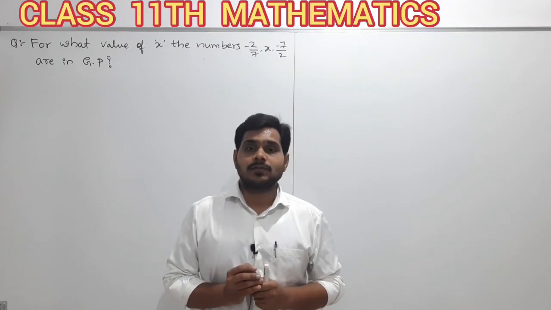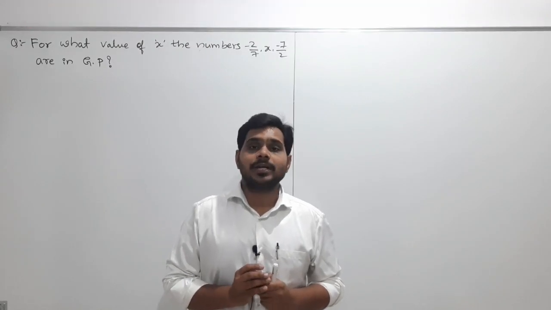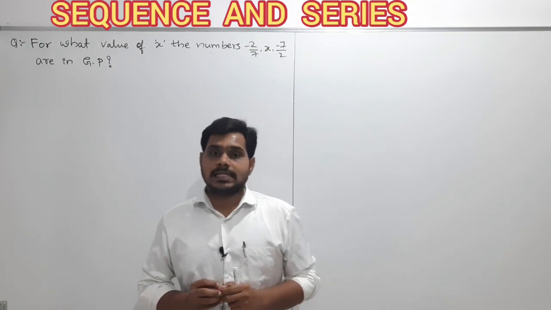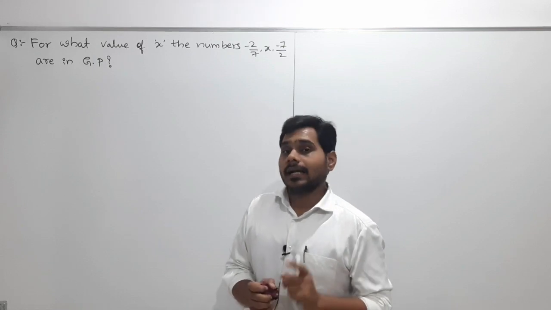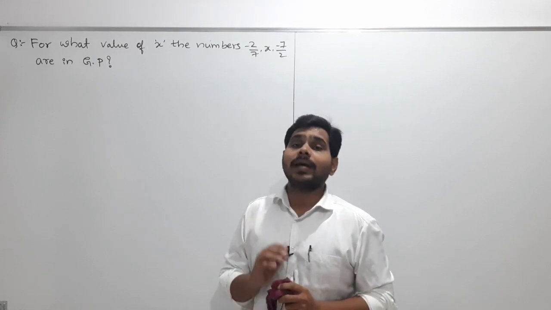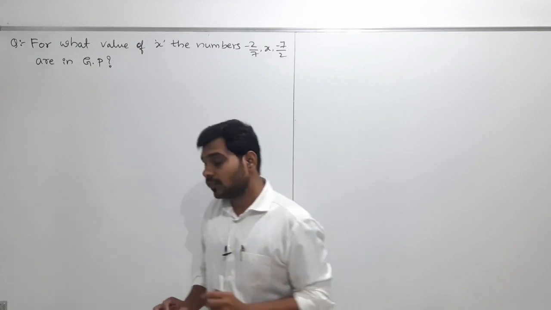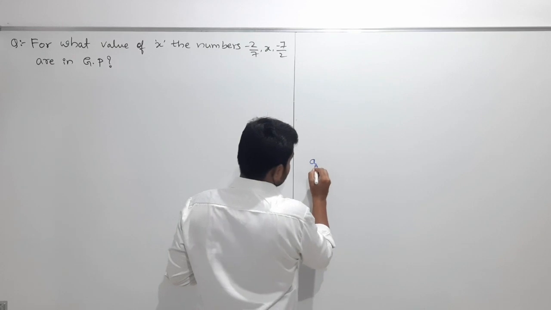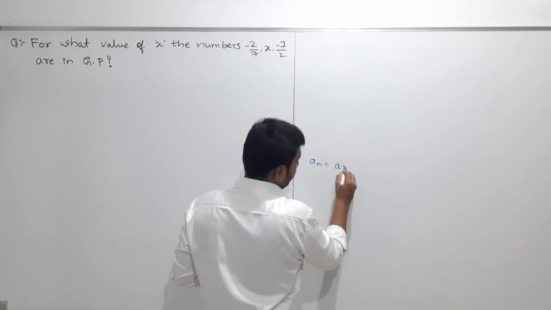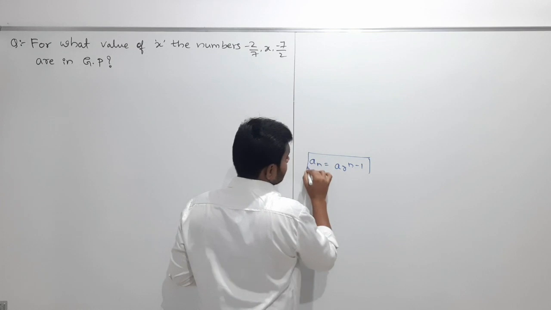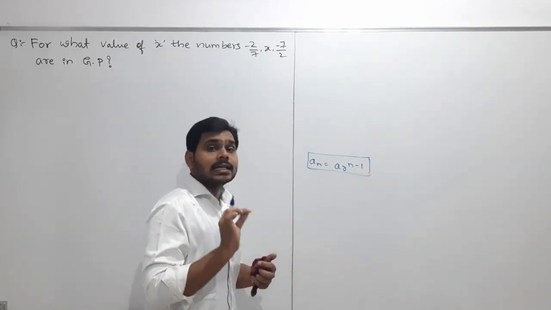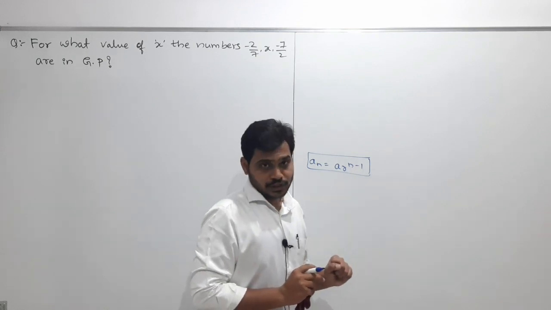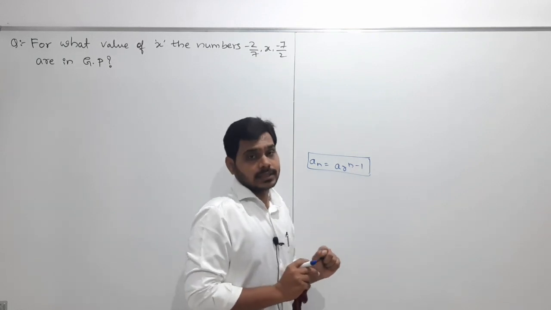In the previous videos, we discussed what a GP, geometric progression, is, and how the elements in a geometric progression look. Some more questions we also discussed, and we also discussed how to calculate the nth term in the case of a geometric progression. So the nth term can be calculated: an is equal to a into r to the power n minus 1. This is our required nth term of the GP, where r is the common ratio and a is the first term.